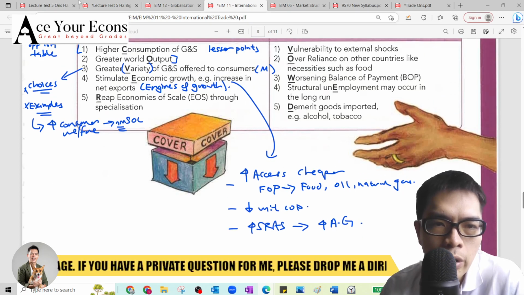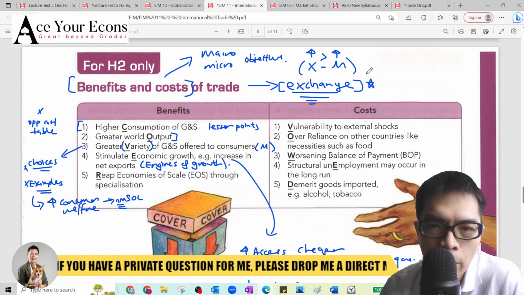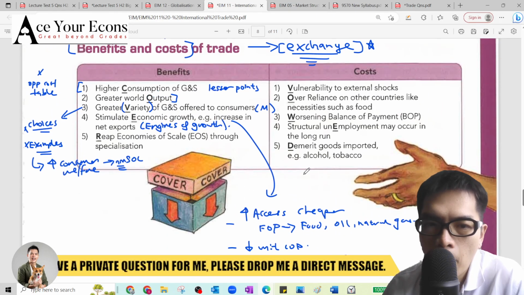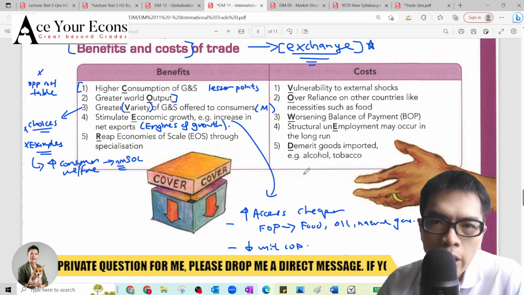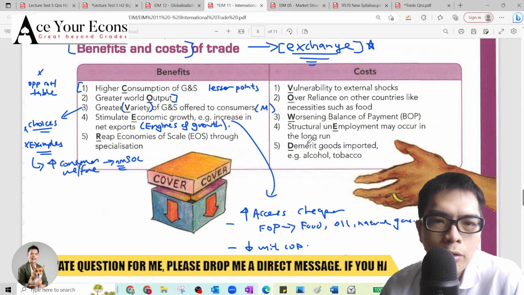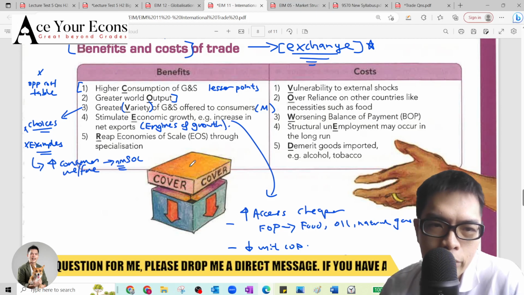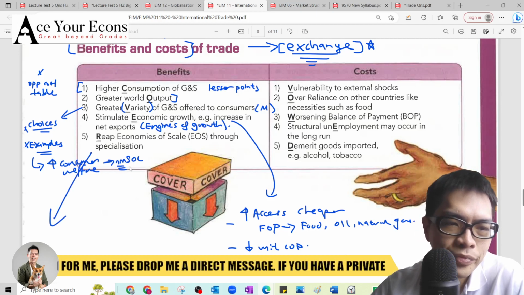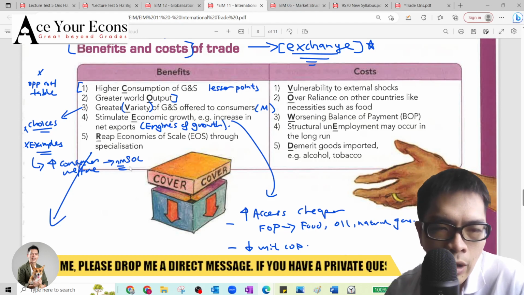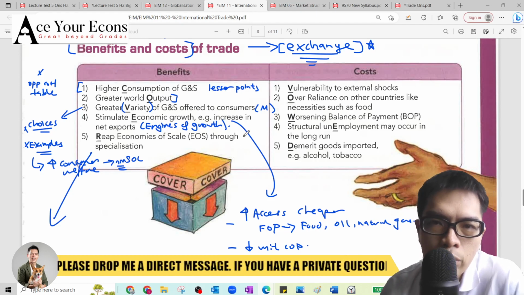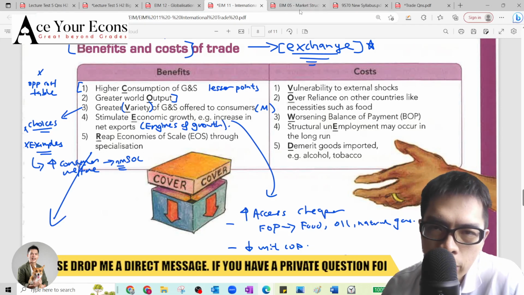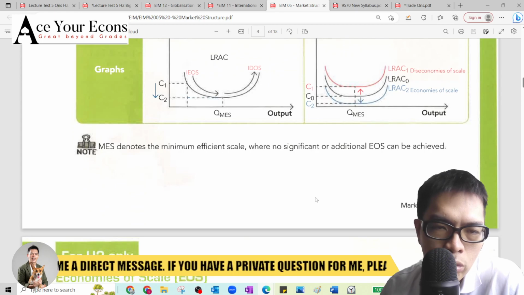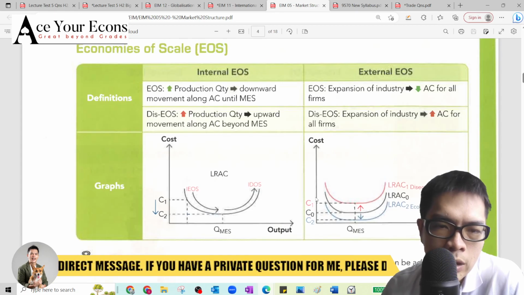You can argue this as a point. So regardless, you can choose the initial AD point or the SRAS point. Why do I spend so much time on this question? Later on I will show you. So the last one, reaping economies of scale. If you want to talk about reaping economies of scale, you need micro illustration. You need firms and decision. Otherwise don't use this point. If you are not good with firms and decision, don't.